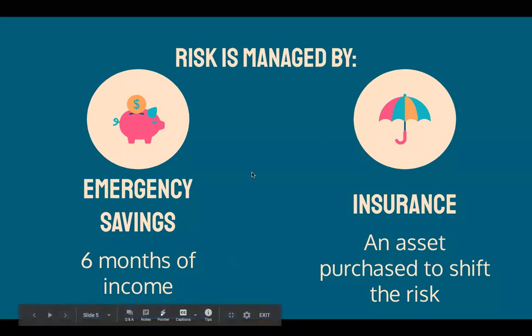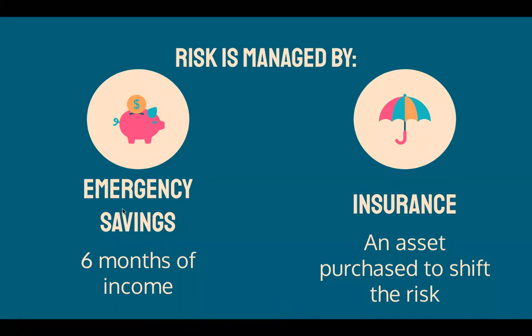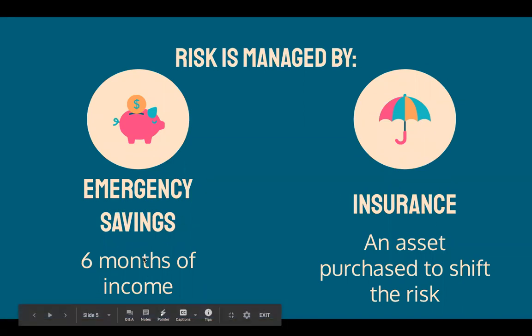So how do we manage risk? Well, two things: emergency savings and insurance. Emergency savings is just 6 months of income that we have personally saved up in a savings account or an investment, somewhere where we're not touching it unless we absolutely need to. The other is insurance, which is a purchased asset by a consumer that we pay for up front, and then we are covered for a specific amount of time in case a peril is to happen. If a peril happens, then we're able to shift the risk, and insurance helps us pay for it financially.